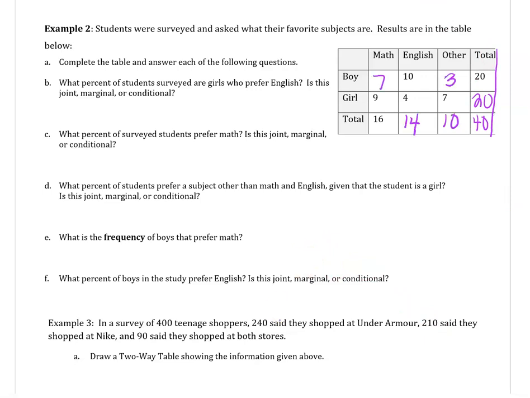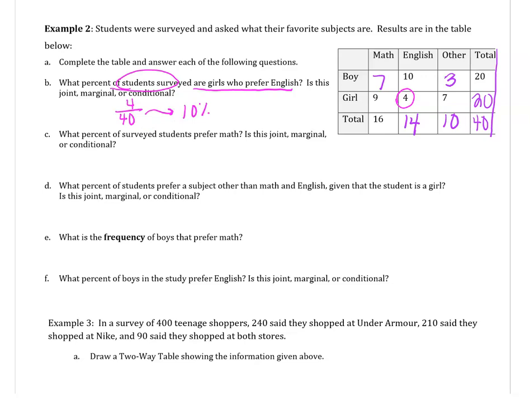Okay, and those are the answers we should have had. So we completed the table. What percent of students surveyed are girls who prefer English? So girls, English, 4. So it's saying what percent of the students surveyed. So that's of everybody. So I got 4 out of our 40 total students, which means that's 10%.